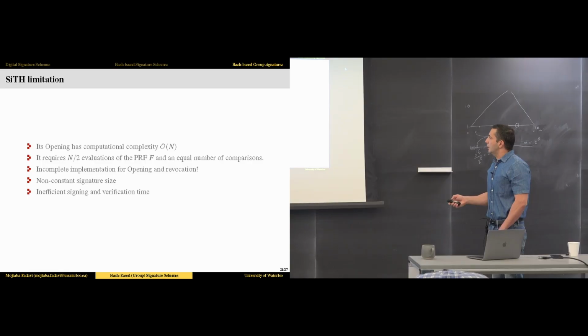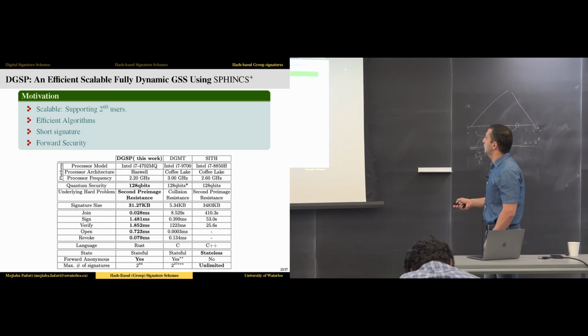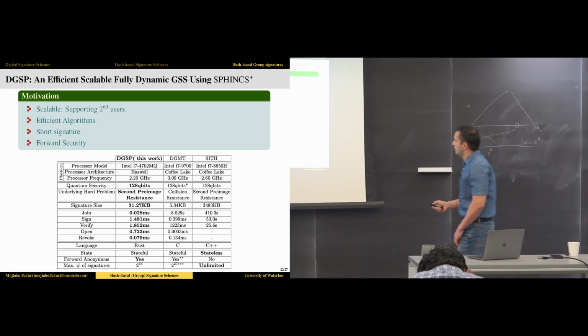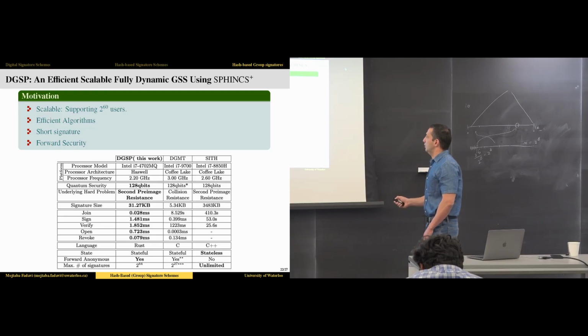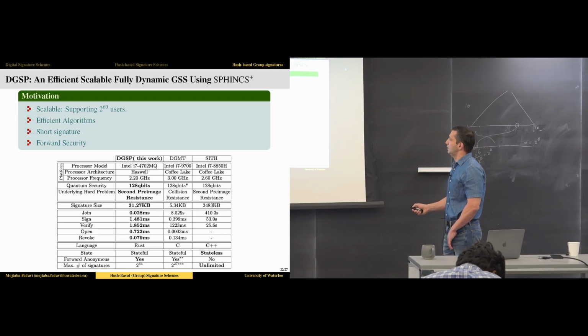Okay, let me show you. This is a result of our recent paper, called DGSP, with DGMT and SITH. See, SITH signature size is around 3 megabytes, while our scheme and DGMT have a short signature. Their joining and signing are in order of seconds. In our case, they are in order of milliseconds and less than a millisecond.